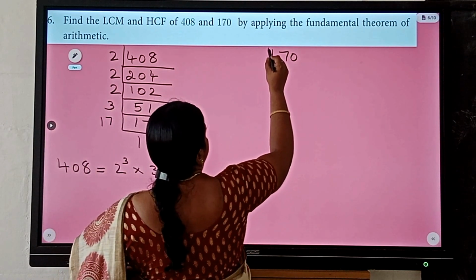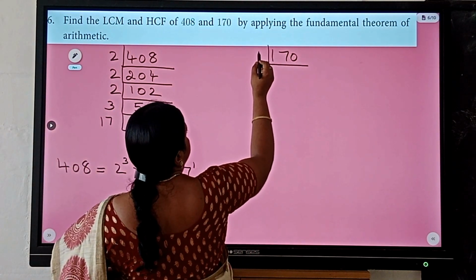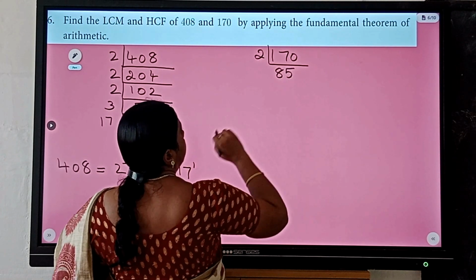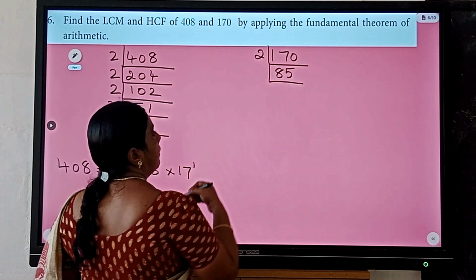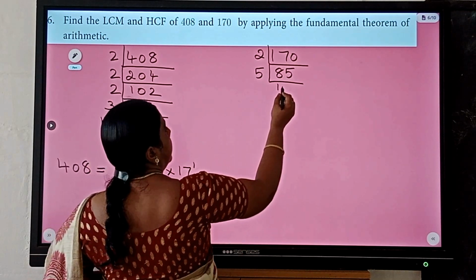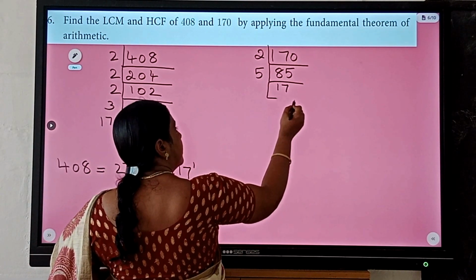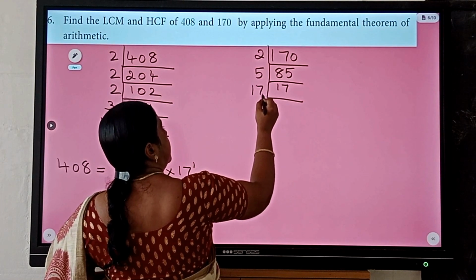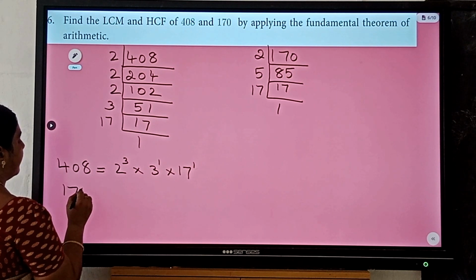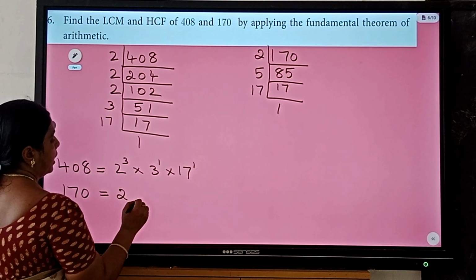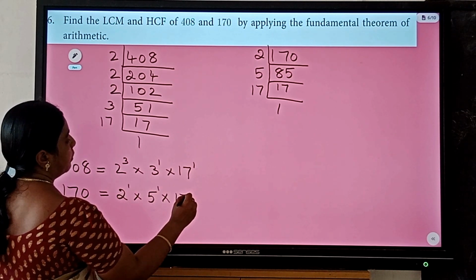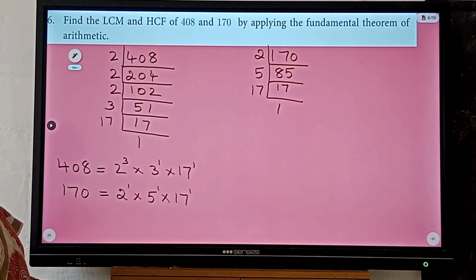The same way let us do the prime factorization for 170. Dividing it by 2, 2 8s are 16, remaining 1, 2 5s are 10. You have 85, so I divide it by 5. 5 ones are 5, remaining 3, then 5 sevens are 35. Same way 17 is divisible by 17. The factors of 170 are 2 into 5 into 17. So 2 power 1, 5 power 1 and 17 power 1.